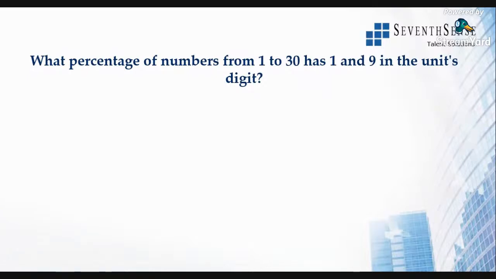That is units place: 1, 9, 11, 19, and 21, 29. Okay, so these are the numbers. So we have 6 numbers. 6 out of how many numbers? Totally, it is 30 numbers.